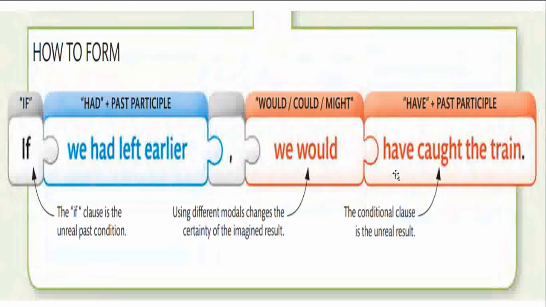Have and past participle. With have you use the past participle. So let us read the independent clause. We would have got the train. Now let us read the complete sentence. If we had left earlier, we would have got the train. This is the conditional clause with the unreal result, because you cannot change the past, so you cannot change the result of the condition.